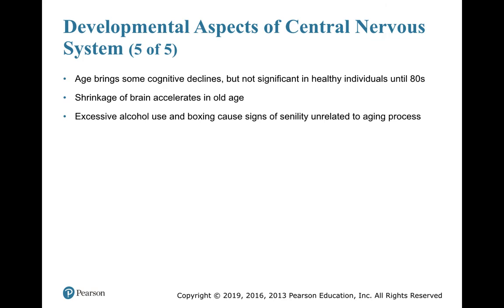Our brains do shrink as we get older, and that accelerates. Excessive alcohol can lead to that, and if you happen to be a boxer, you probably ought to stop doing that. They can bring about senility unrelated to the aging process. Right, and that wraps up the central nervous system.